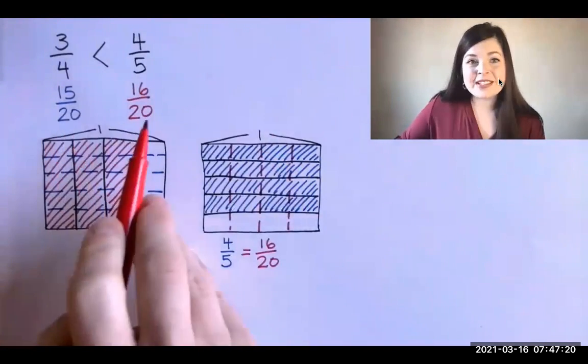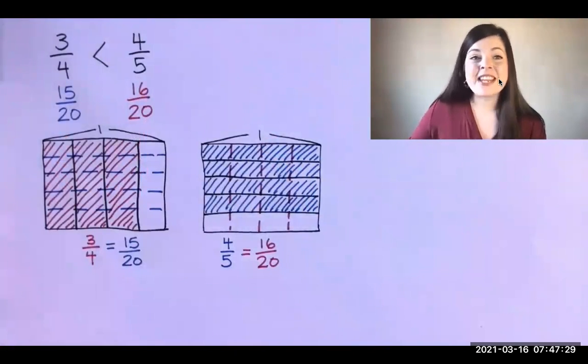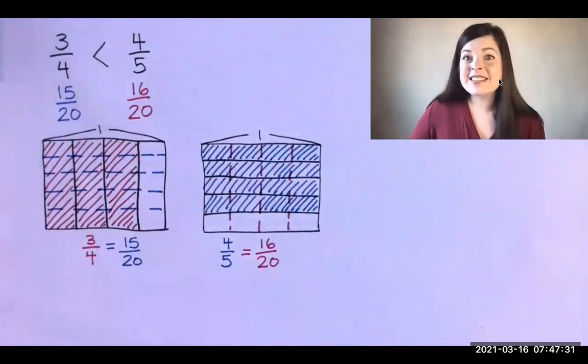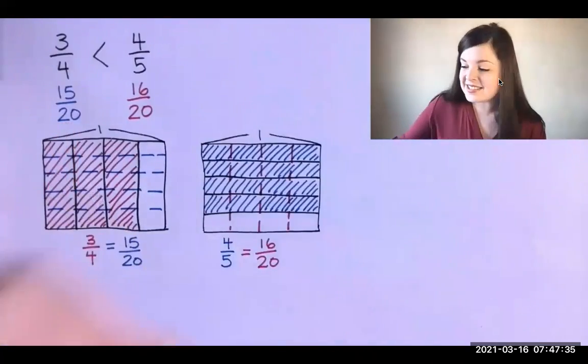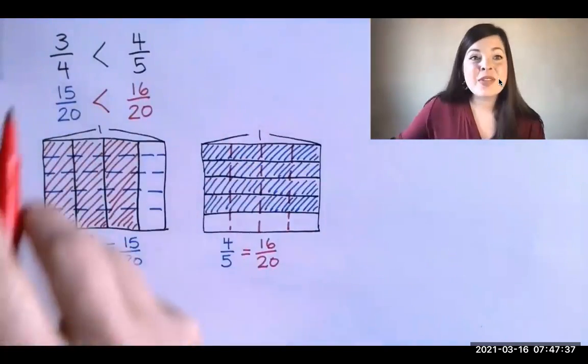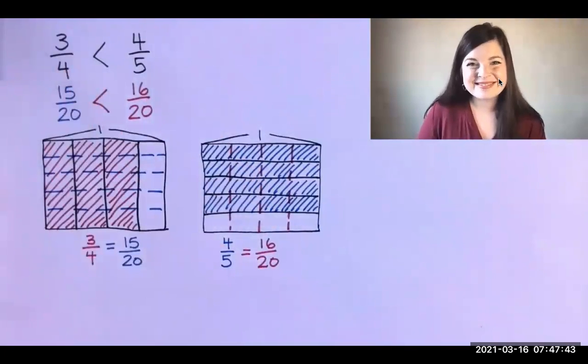Now we've created like units. So how can we compare the fractions? Right, just like 15 apples is less than 16 apples, 15 20ths is less than 16 20ths. So that means 3/4 is less than 4/5. We've confirmed our comparison. Way to go.